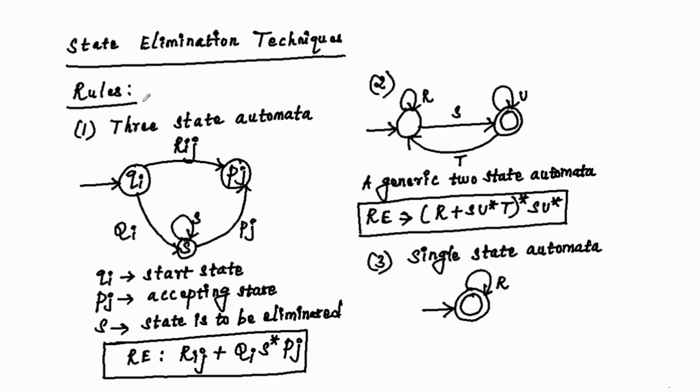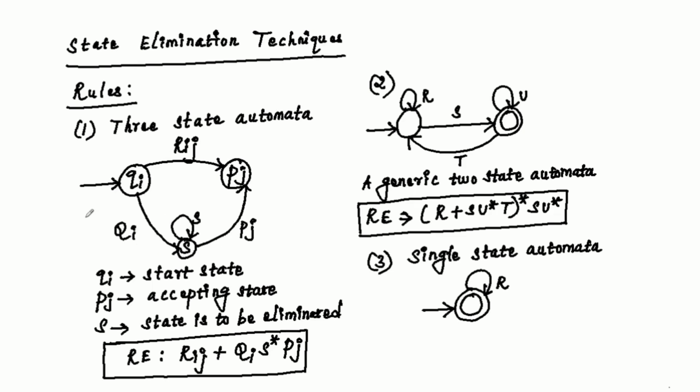The rule says in this transition diagram we have start state, final state and intermediate state. We have to eliminate an intermediate state, choose one state and eliminate it, not the start state or final state. Replace the eliminated state by updating the transition between the remaining states with a new regular expression. In this transition diagram, we have 3 states: start state Q base I, final state P base J, and at least one intermediate state, that is capital S, that needs to be eliminated.